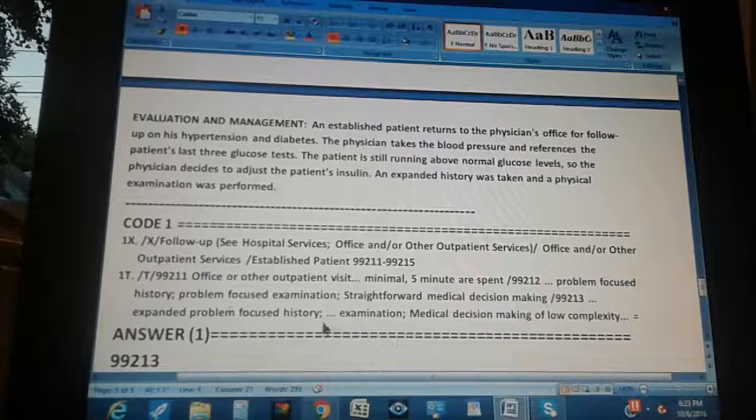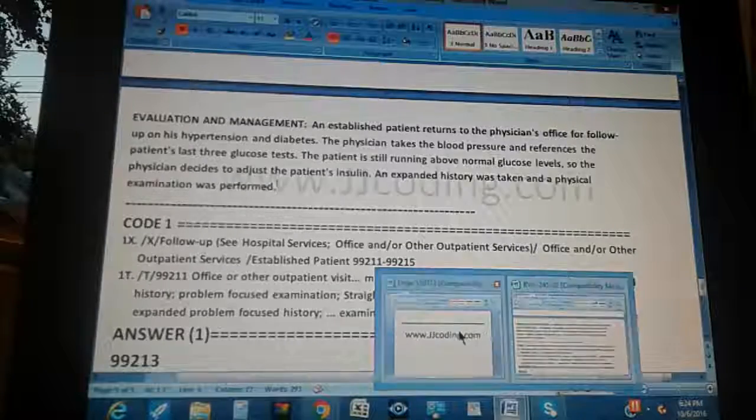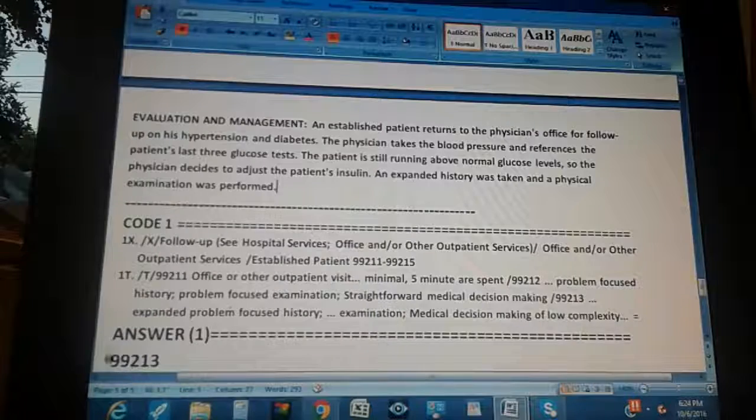The next one, 99213, is expanded problem-focused history. That's good. Expanded problem-focused examination, that's good. And medical decision making of low complexity. Adjusting the patient's insulin, which is what the doctor did, qualifies as low complexity, because all the doctor did was just have the patient keep taking insulin, right? And so that is not complex. So that's why it's low complexity. So the answer is 99213, because it has all the elements for our text. So again, the answer is 99213, right there.